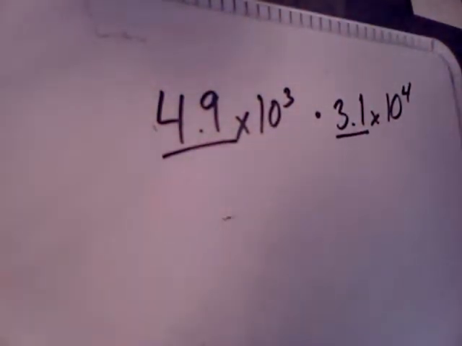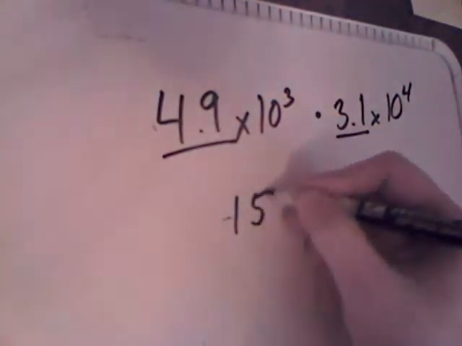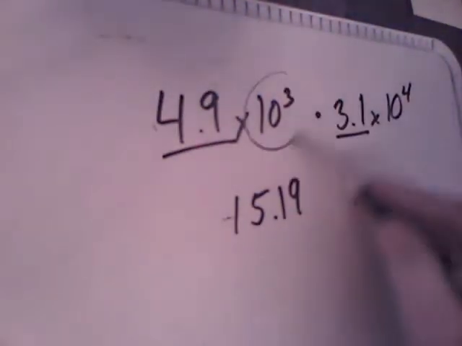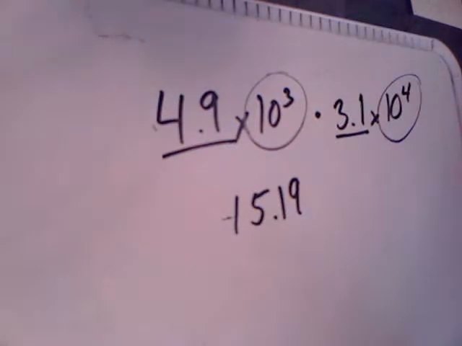Forget the times 10 to the power. You want to put that off to the side for a minute. Put that on the back burner. We're just going to do the multiplication right now. 4.9 times 3.1 is going to be 15.19.